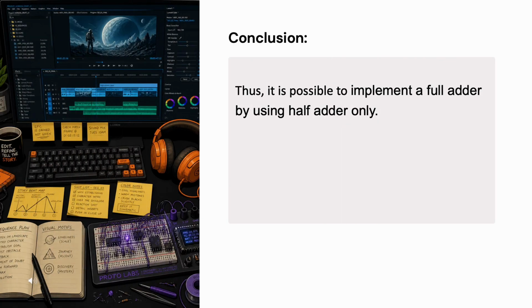Conclusion: thus, it is possible to implement a full adder by using half adder only.